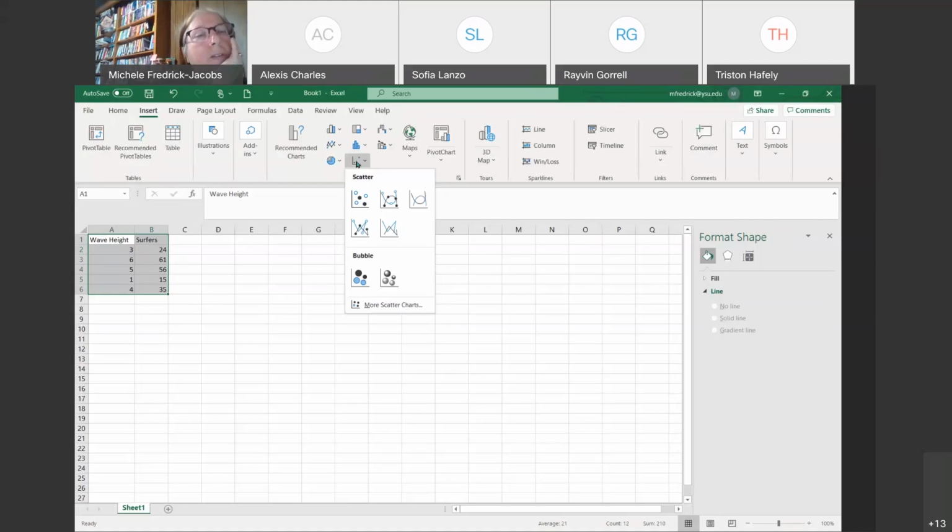Okay, so just to make sure, click and highlight your data. And that's when you hold down the left click button. And then you go to insert, scatter plot.